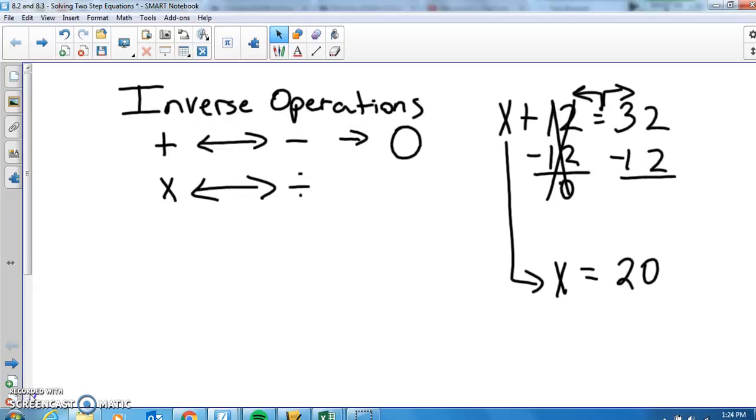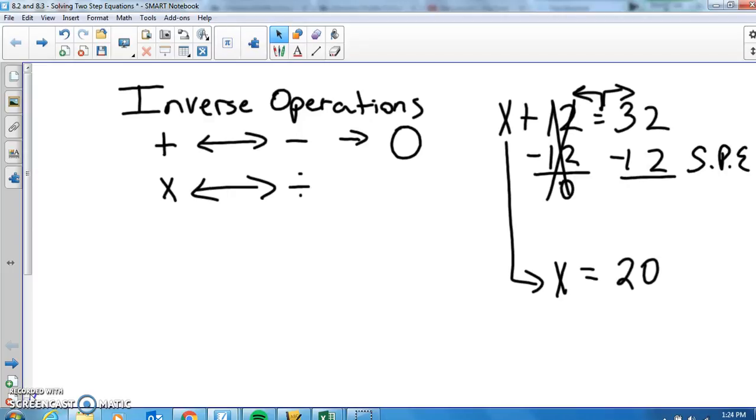One thing I want to talk about is the property that was used. When I subtracted 12 from both sides, that is the subtraction property of equality. That is something you need to make sure you understand: the addition property of equality, subtraction property of equality, multiplication property of equality, and the division property of equality. If you have questions as you're going through these videos, please raise your hand, pause the video, and call me over. I'll be glad to come over and help explain anything. Also, make sure you're pausing the videos as you need to copy the information down.